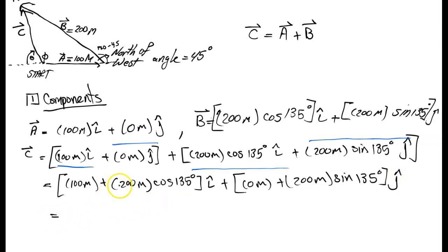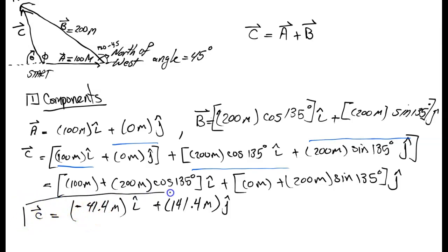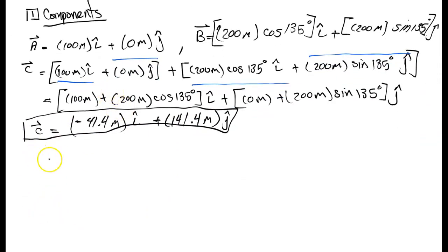And if we do that, we find that we get a negative 41.1 meters in the I hat direction and 141.4 meters in the J hat direction for vector C. And now one thing we can say is that the magnitude of vector C, notice it's a vector without the arrow, is the square root of the square of its components with the square root taken at the end. So this is similar to the Pythagorean theorem.